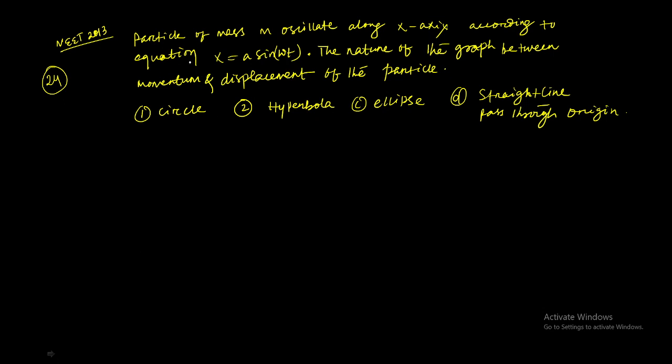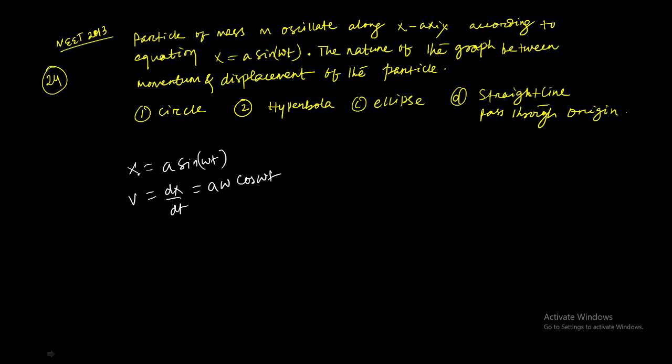24 number. A particle of mass m oscillates along x-axis according to the equation x equal to a sin omega t. The nature of the graph between momentum and displacement of the particle. So x is your displacement, right? x equal to a sin of omega t. a is your amplitude here. So v is your velocity, can be written as dx by dt. So this will be a omega cos of omega t.